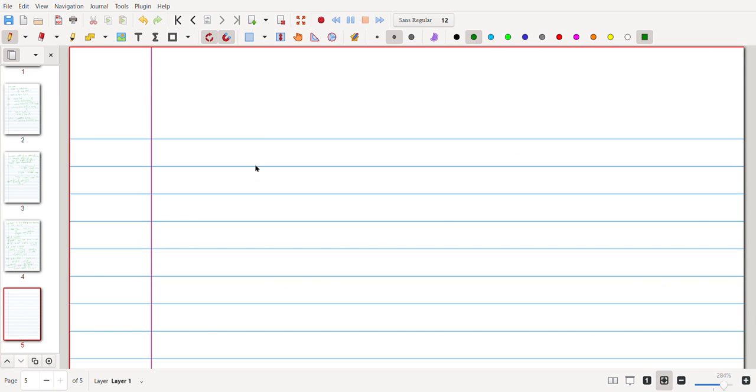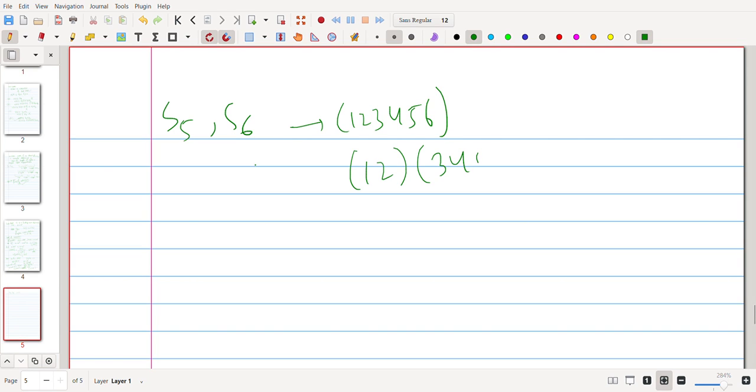Okay, so next, coming to the next question: which of the following groups has an element of order 6 (1 2 3 4 5) but doesn't have an element of order 6? First of all, S5 and S6 you can directly discard, because S6 has an element (1 2 3 4 5 6), which is of order 6, and S5 has an element (1 2)(3 4 5), whose order is the LCM of 2 and 3, which is 6. So both have order 6, so C and D are discarded, right?